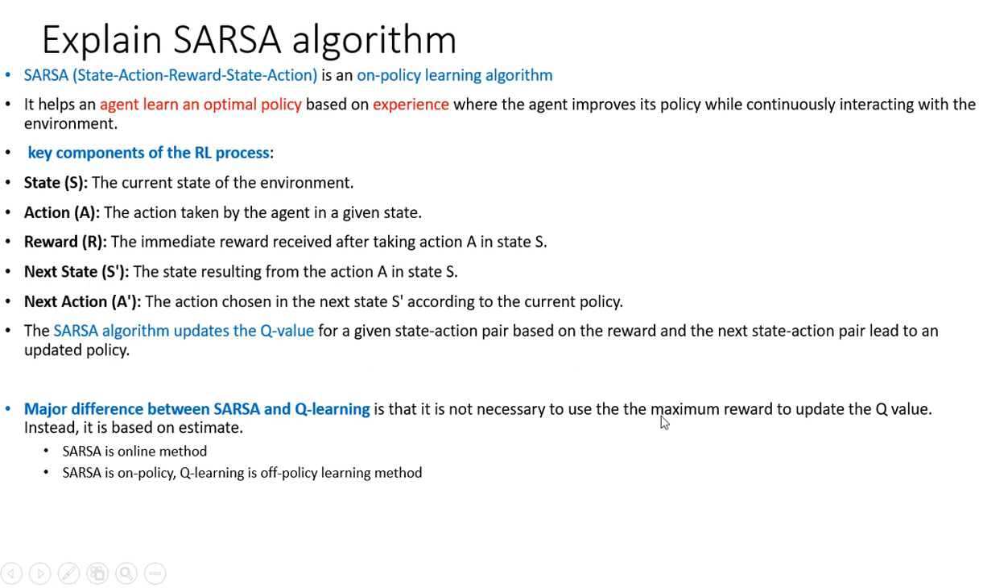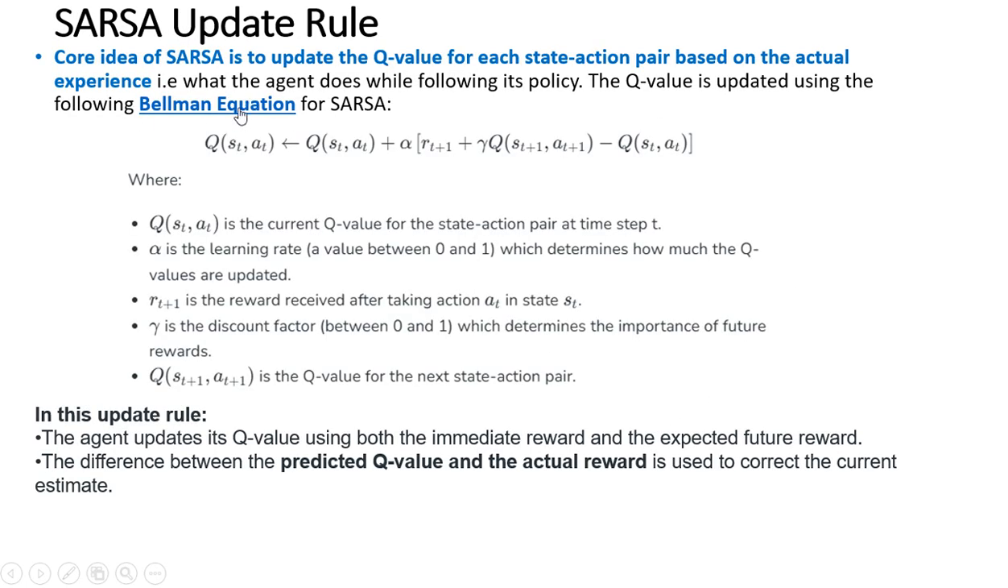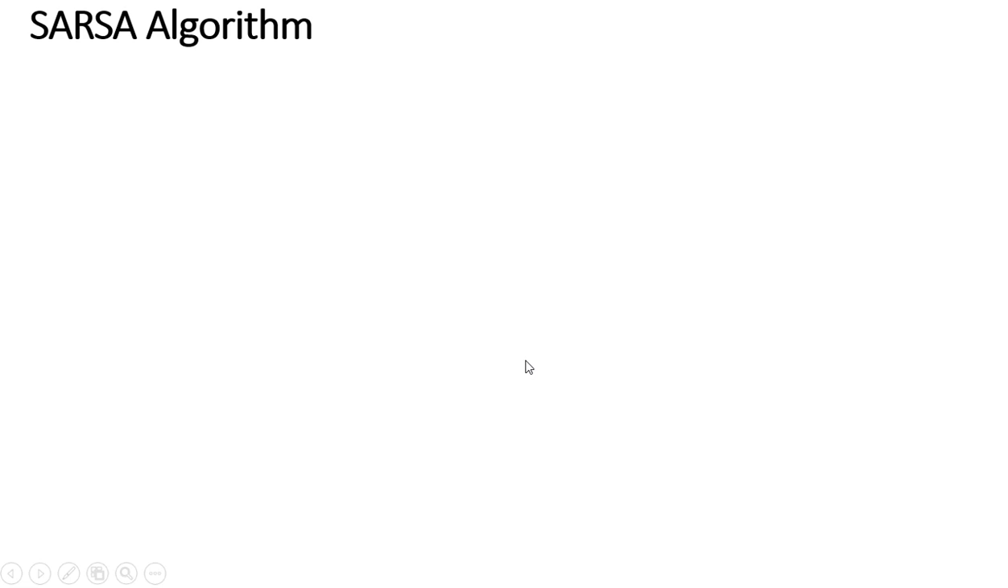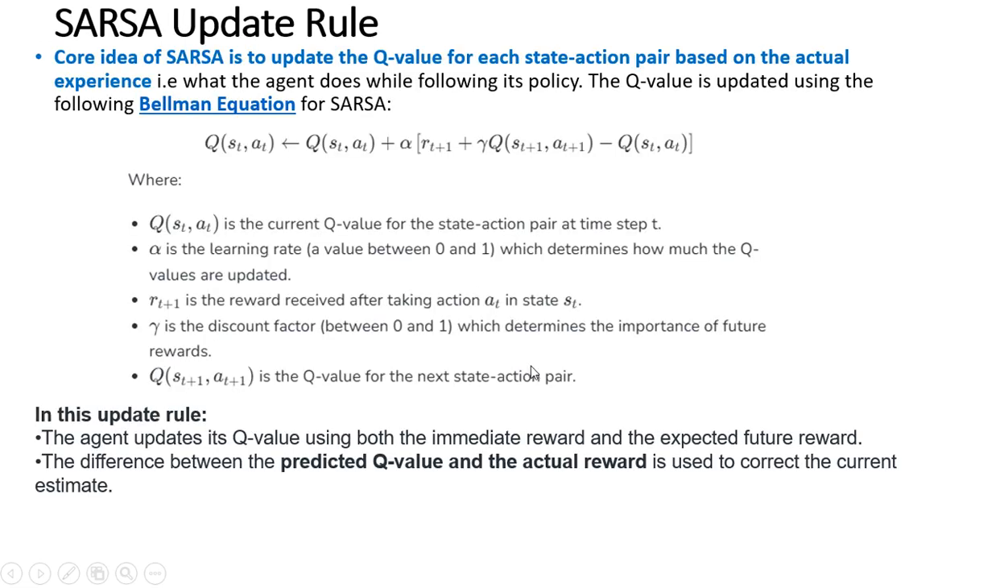The major difference here is SARSA is an online method. It's an on-policy method, whereas Q-learning is an off-policy learning method, where all the other components remain the same, just like Q-learning. So what is important is how it is updated. Here again, the core idea of SARSA is we update the Q value for each state-action. What are the differences? You have to note this down. The Q value is again updated using the same Bellman equation, and the main difference is this is an on-policy method.